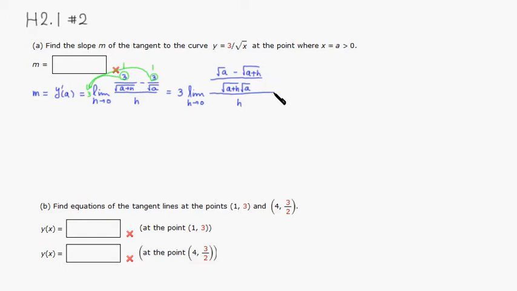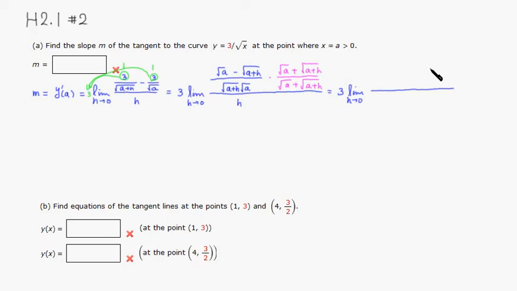Then we do the usual trick. Whenever you have a square root of something minus a square root, we multiply top and bottom by square root of a plus square root of a plus h, with the same thing on the bottom so that we don't change the quantity. I'll simplify: you have a 3 in front, and we still have to take care of the limit, but we'll do that later. Then you have a big fraction.